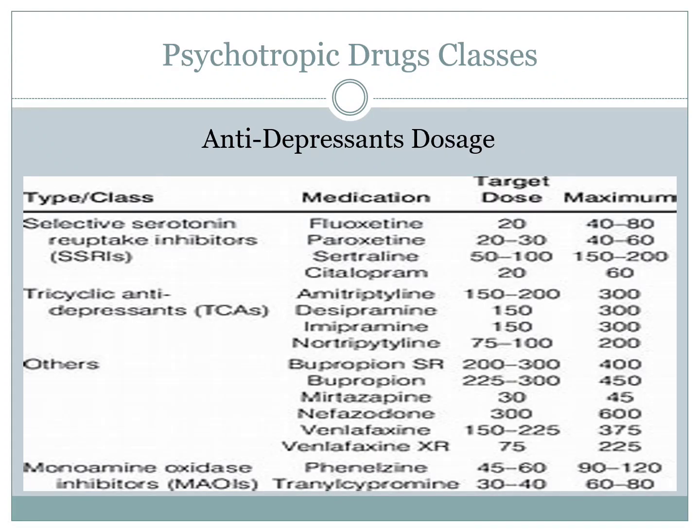So this is the dosage chart for SSRI. Fluoxetine is 40 to 80, paroxetine is 40 to 60 milligram, and sertraline is 150 to 200. The commonly used amitriptyline is 150 to 200, and others are bupropion 200 to 300, mirtazapine maximum up to 45, and venlafaxine is 150 and 225.